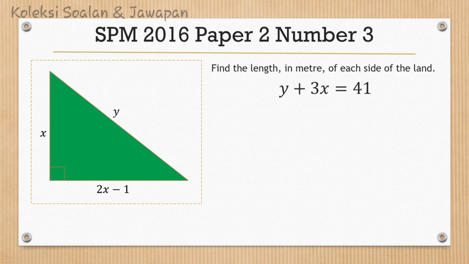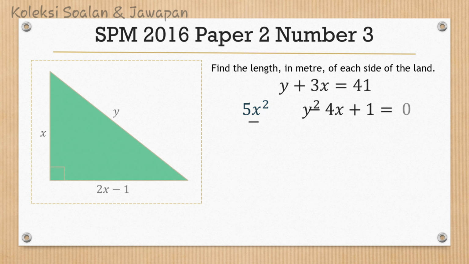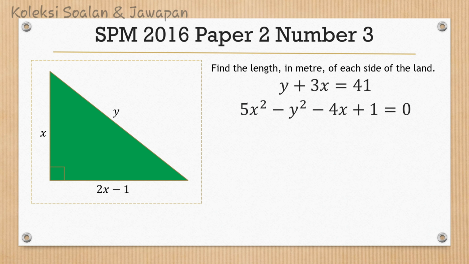For the next equation, for a right angle triangle, the sum of squares of the sides is equal to the square of the hypotenuse, which is x squared plus (2x minus 1) squared is equal to y squared. So we expand (2x minus 1) squared, and we get 4x squared minus 4x plus 1. Then x squared plus 4x squared is 5x squared, and we bring y squared to the left hand side. So now we get two equations.